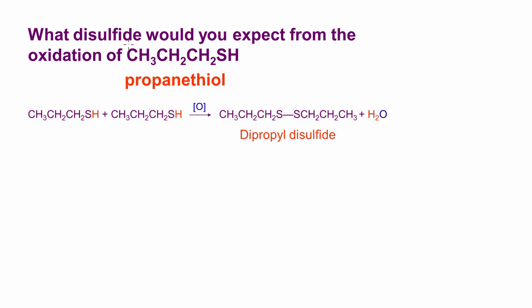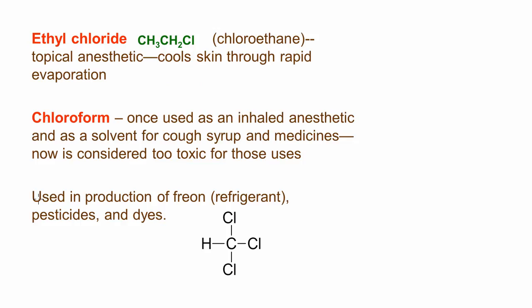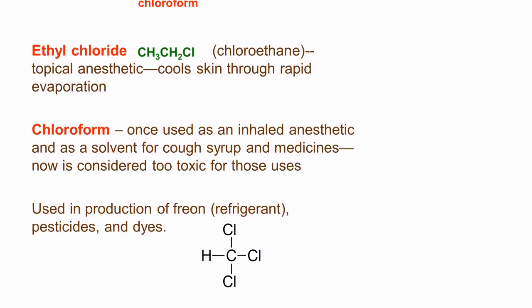So we look at this. You're asked, what disulfide would you expect from the oxidation of propane thiol? So what I like to do is I go ahead and write out the formula here for the 2 molecules of propane thiol, and it's these hydrogens here that will be lost, and then the bond is going to form between the 2 sulfurs here in order to form dipropyl disulfide. So make sure that you can recognize the reaction for the oxidation of a thiol.